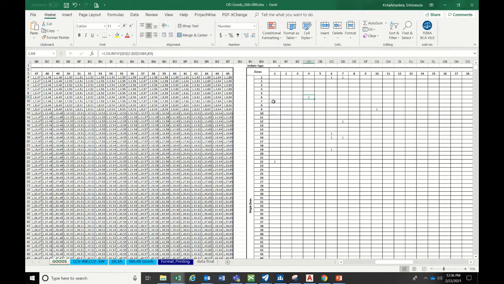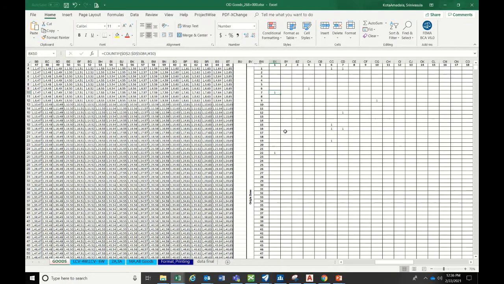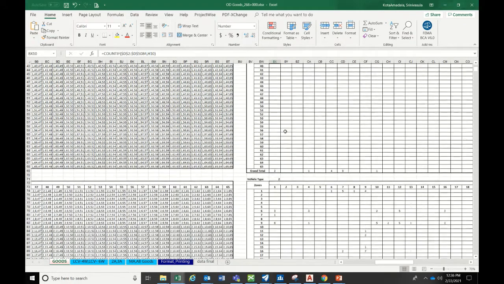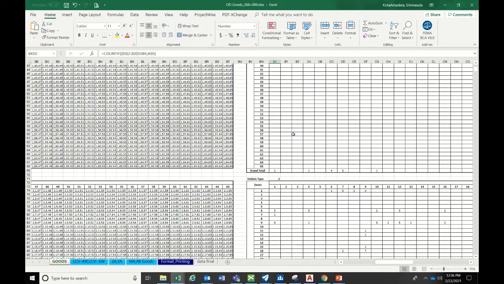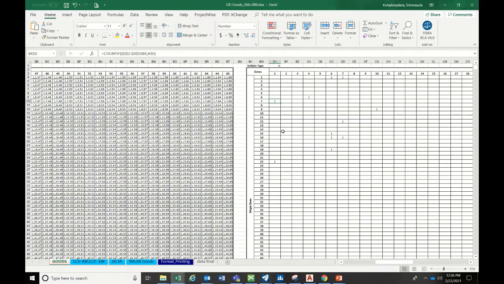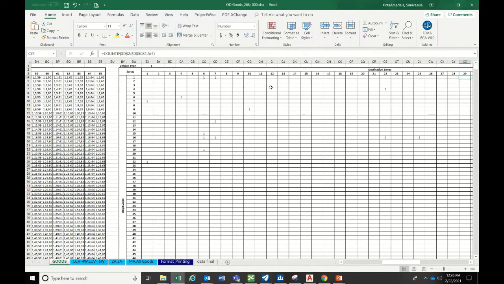So like this you have to find out the number of vehicles for a particular configuration. Then once this is done, you have to find out the percentage.